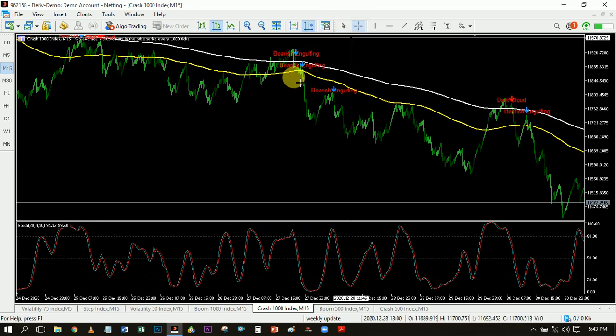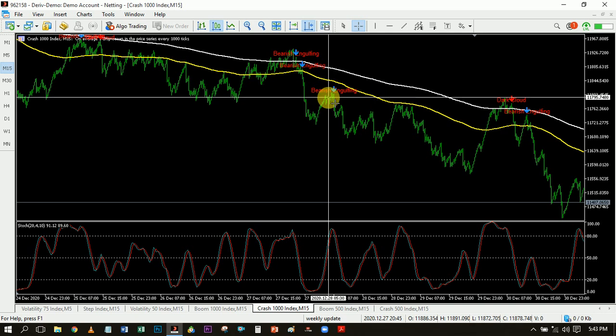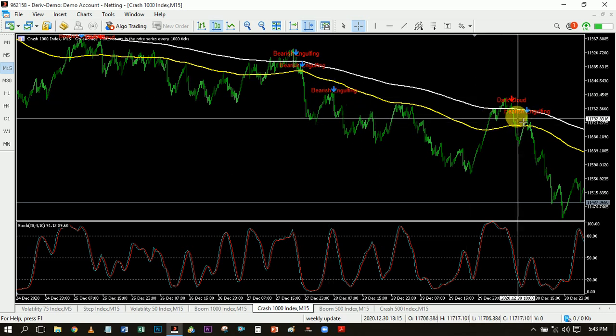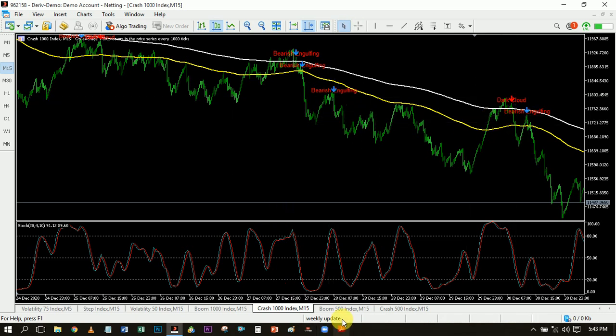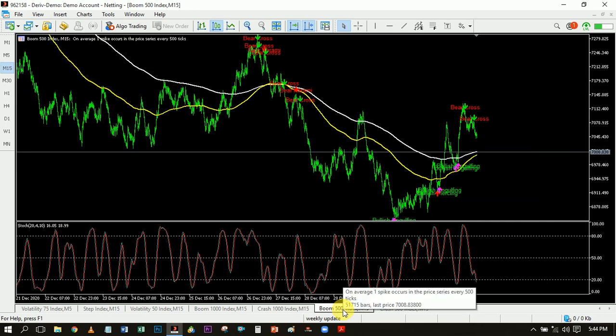So you can see the same thing here. You can see the same thing here. So it's very simple. Okay, let's go to another market.